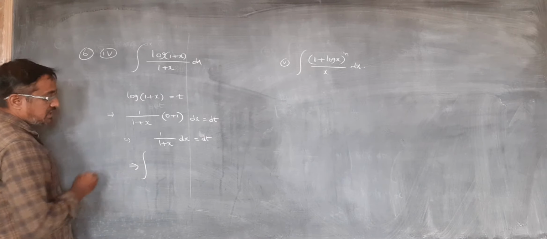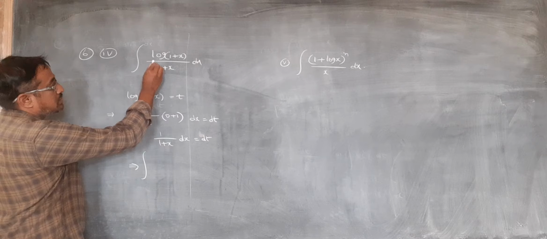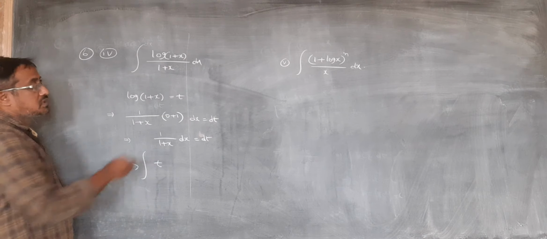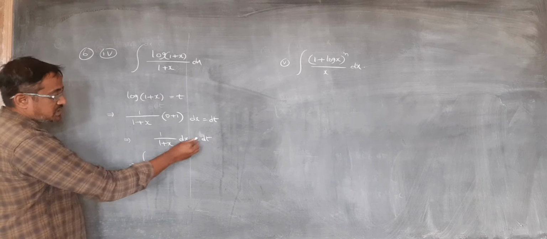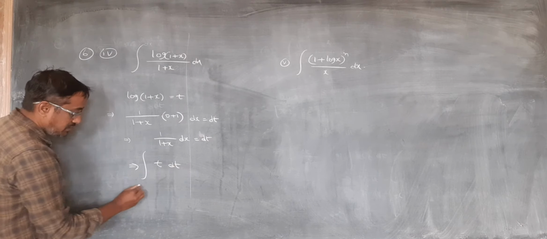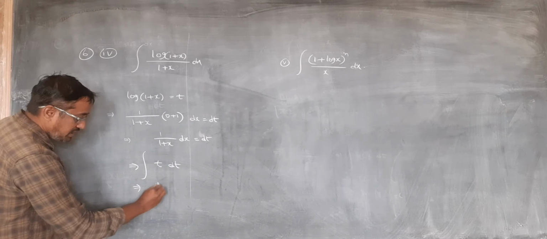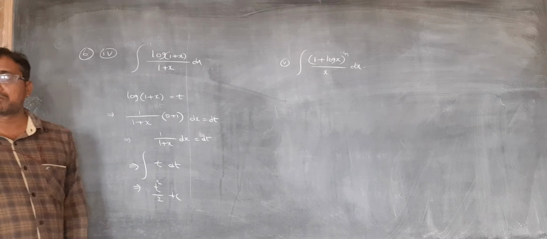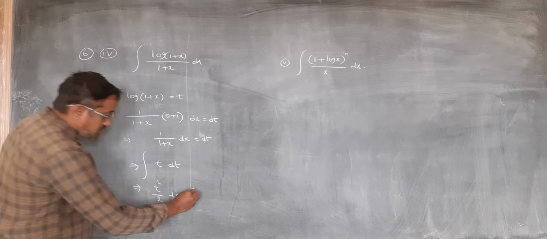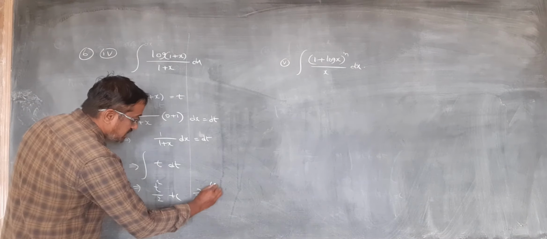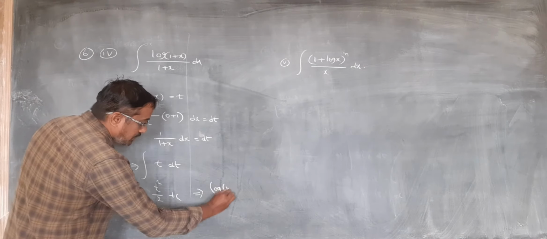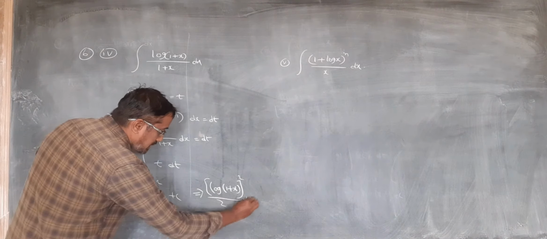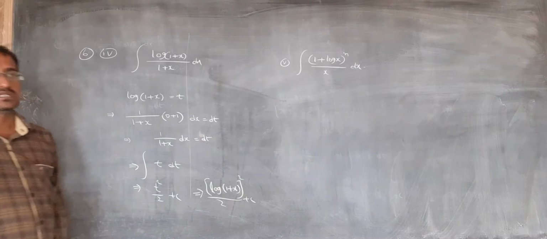This given integral can be written as, now you have taken log of 1 plus x as t, and the remaining 1 by 1 plus x dx is again dt. So integral t dt is t square by 2 plus c, that is t power 1 plus 1 by 1 plus 1. So the result is, what is t here? Log of 1 plus x whole square by 2 plus c. That is the result.